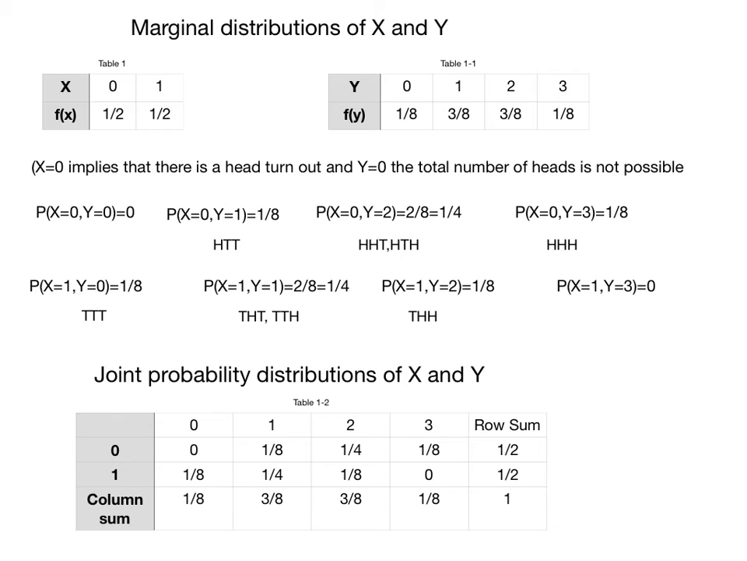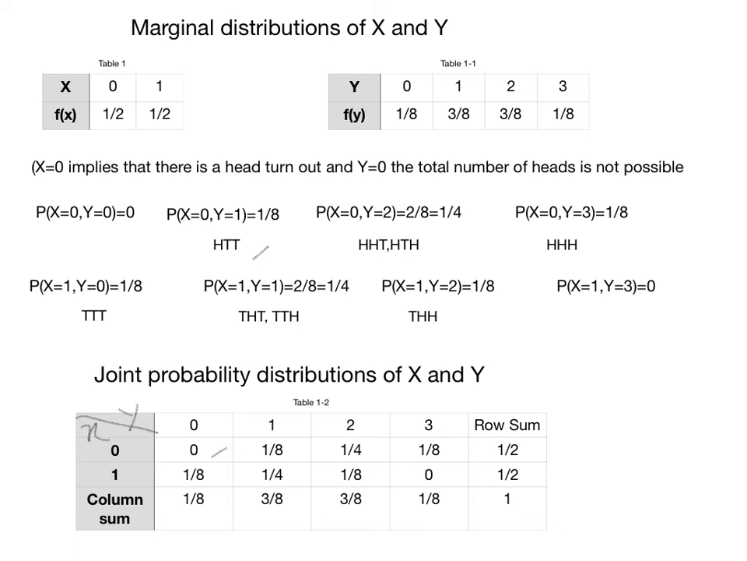When x is 0, y is 0. Now x is 0 means the first coin should fall as head, and y indicates the total number of heads. So both being 0 is not possible, so the value is 0. Now let me define this as x, and this as y.